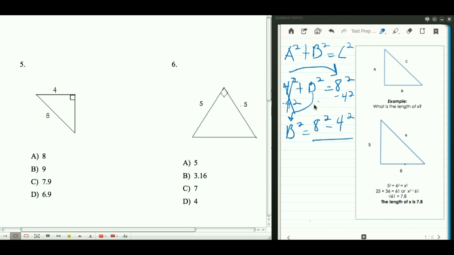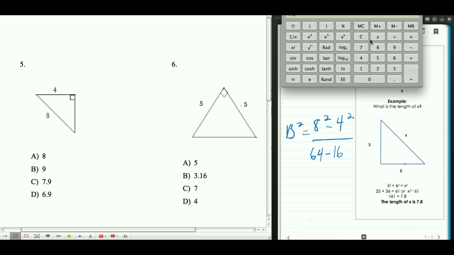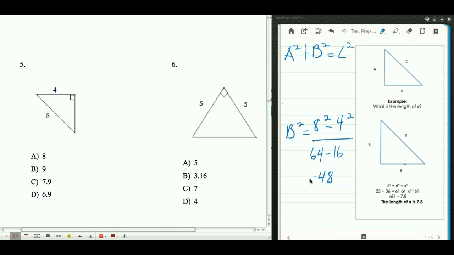And let me clean this up really quick. So now instead of adding these two, we're just going to be subtracting. Okay, so 8 squared gives me 64 minus 4 squared gives me 16. If we subtract that out, 64 minus 16, that's equal to 48. Okay, so we write 48, and that's equal to b squared.